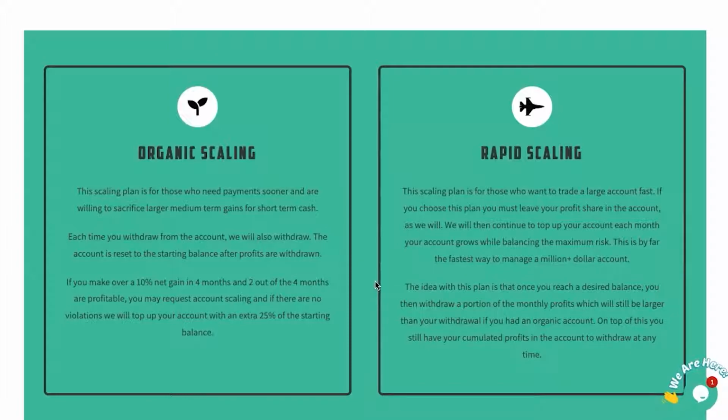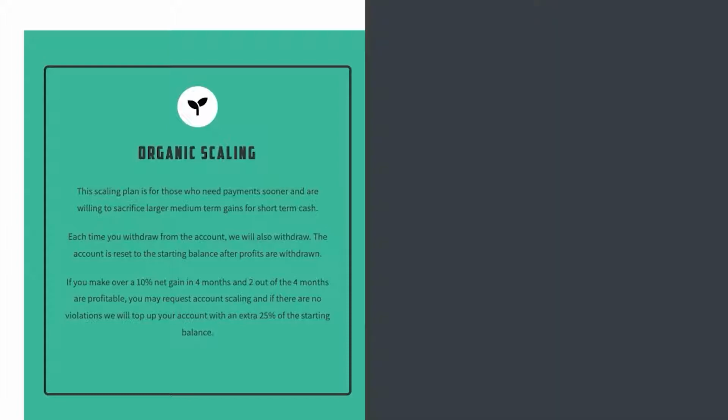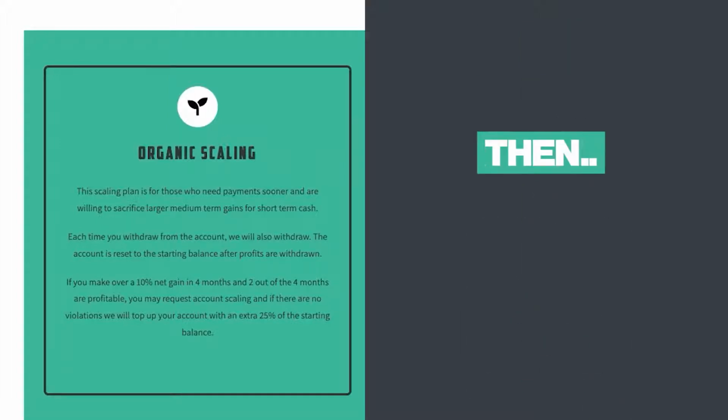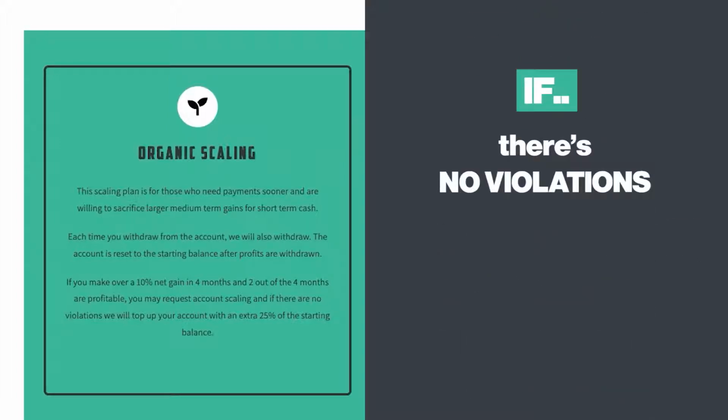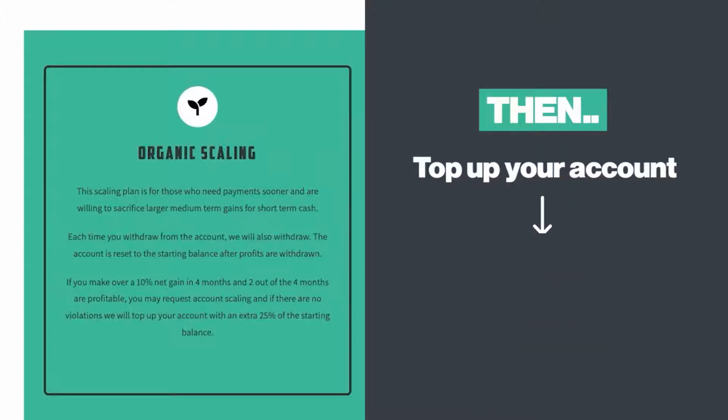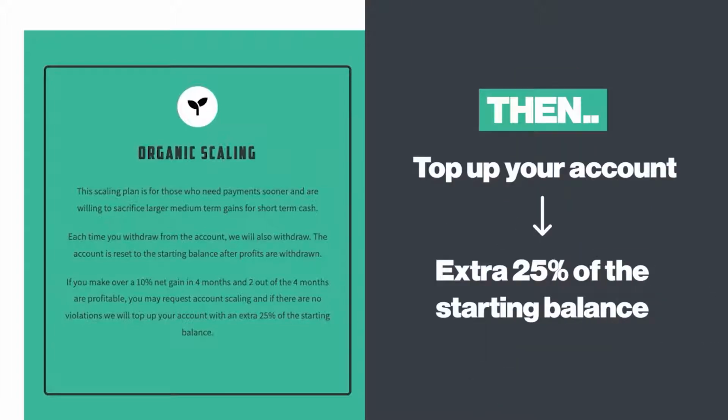Now, the organic scaling plans, most prop firms offer a scaling plan similar to this. The crux of it is if you make over 10% net gain in a 4-month period, and 2 of those months out of the 4 are profitable, then you may request account scaling. If there's no violations on the account and your account is in profit by more than 10%, we'll top up your account with an extra 25% of the starting balance.